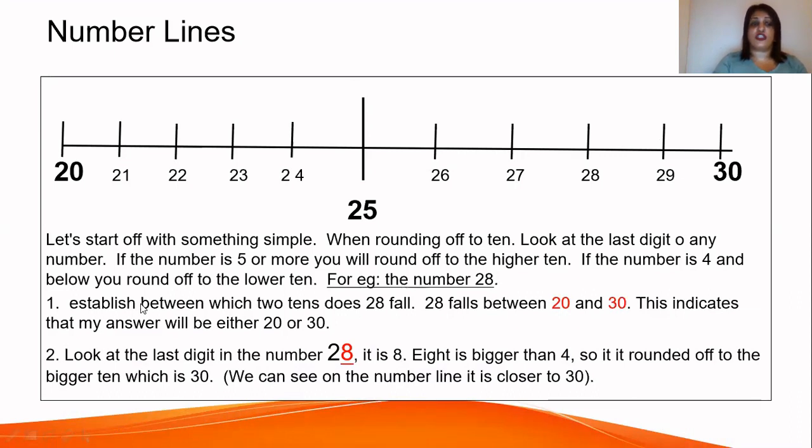So first of all, again, you've got to establish which two tens 28 falls between. 28 falls between 20 and 30. This indicates that my answer will either be 20 or 30. That I know for a fact. Now I'll have to look at the last digit of the number. If the last digit is greater than 4, it is rounded off to the bigger 10, which is 30. And we can see on the number line, 28 is closer to 30 than to 20.